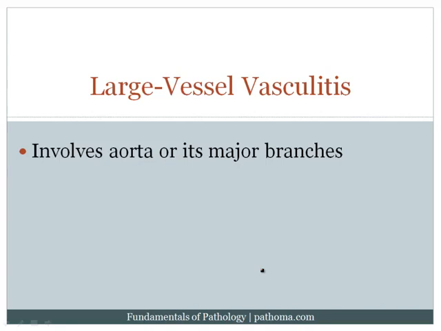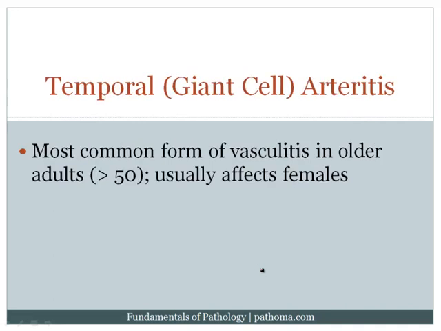The large vessel vasculitides, they involve the aorta or its major branches, and there are two that we're going to discuss. The first is called temporal or giant cell arteritis. Now I put the entire name together, temporal giant cell arteritis, because I think that once you know the name, everything is downhill. The name gives away much of what you need to know about this disorder. Before we begin, however, it's the most common form of vasculitis in older adults, classically seen in a patient greater than the age of 50, and it usually affects females.